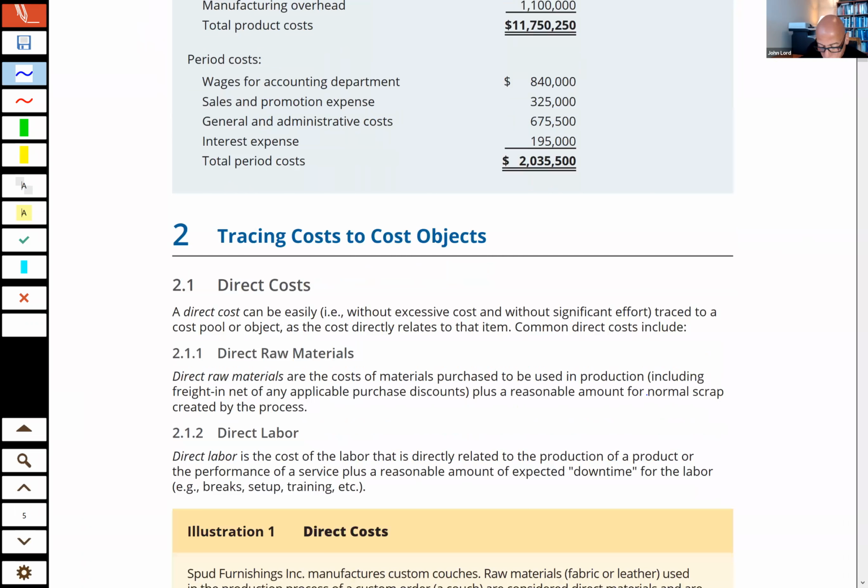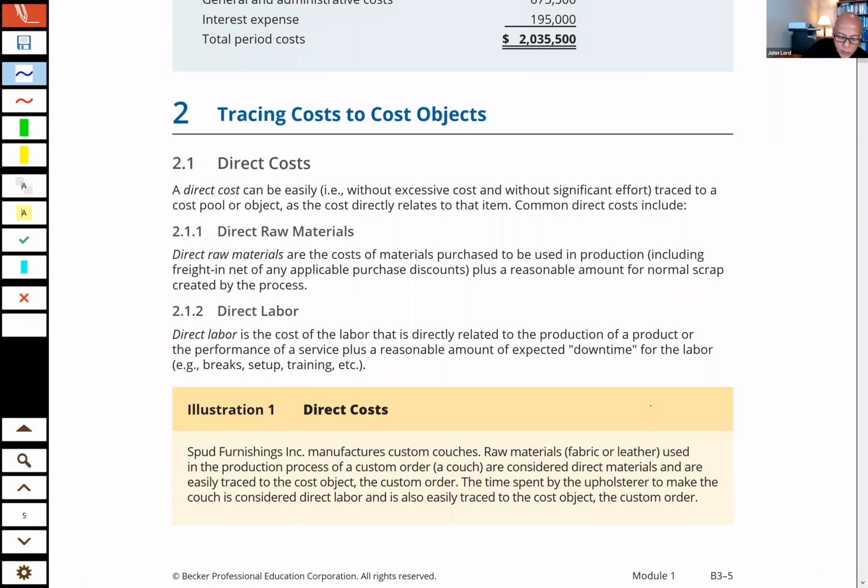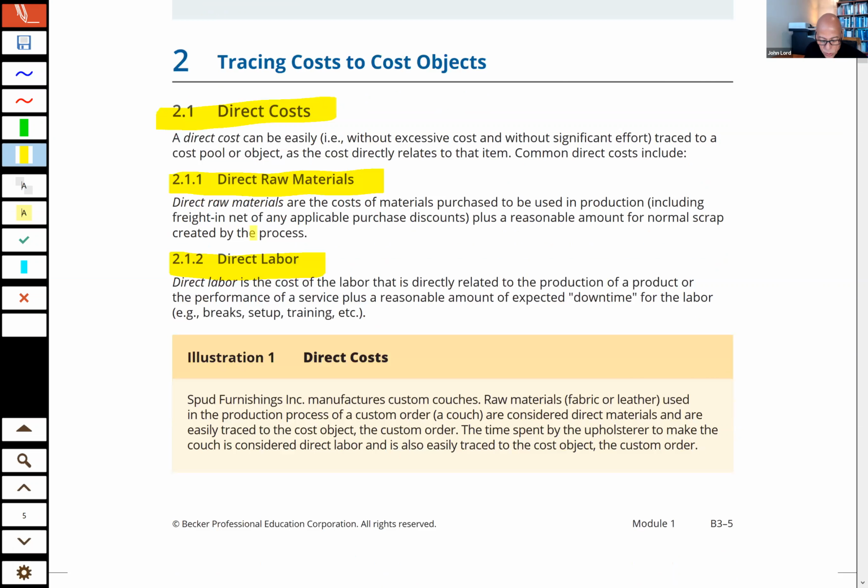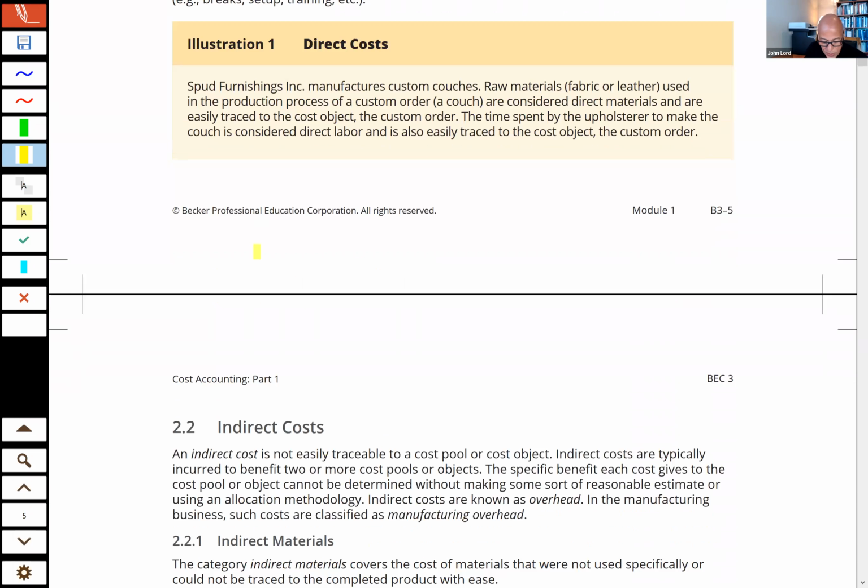Okay, good. Now, tracing costs to cost objects, essentially tracing them to our product. Direct cost, direct materials, direct labor, no brainer. Those are easily traceable. If somebody works and we pay them $50 an hour and they work for 2 hours on something, we know that the direct labor is $100 on that, right? Raw materials, the wood used to make a table, we can easily trace the materials that were used to build something like a wooden table, right?